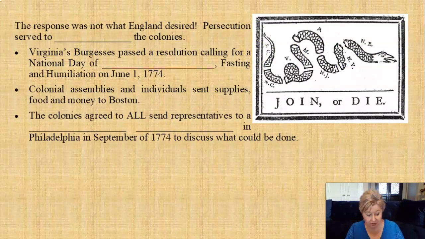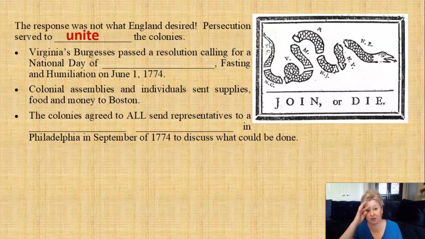The response to the coercive acts: what England and Parliament had hoped is that all the other colonies would be quaking in their boots and realize we better cooperate or it could happen to us. What happened was they went, that could happen to us. And they united in support behind Boston. They realized if they can do it to them, they can do it to us. We better support them. So persecution served to unite the colonies.